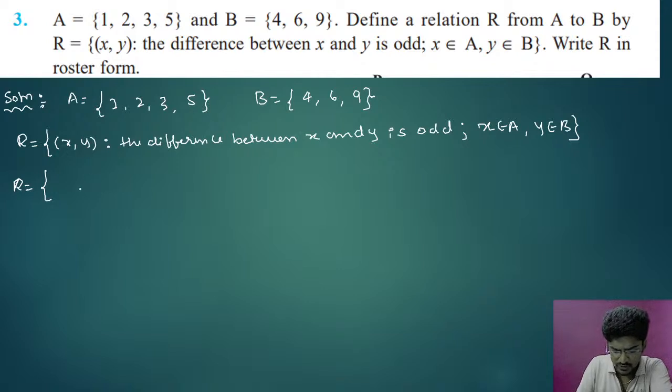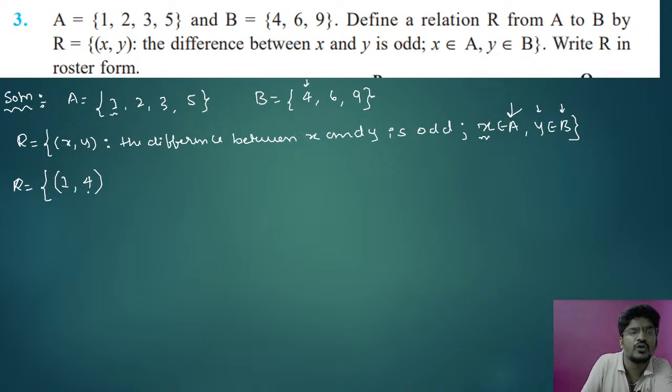So first let us take ordered pairs. First x belongs to A, so from A I will choose 1. What do I have to choose next? Y. Y is from B. See, the first element of B is 4. I can write 1 comma 4. How do you know? Because 1 minus 4 is minus 3. This is odd. No problem.